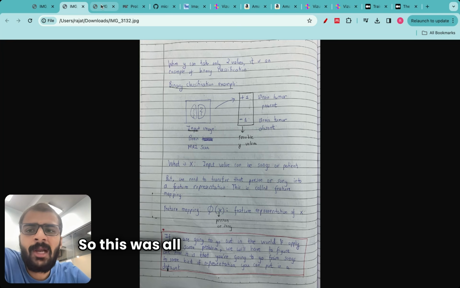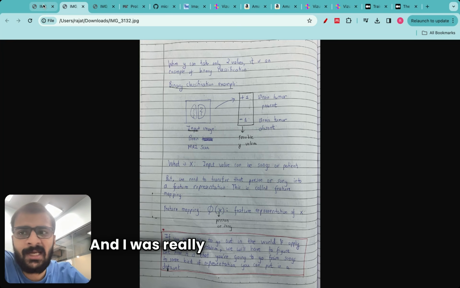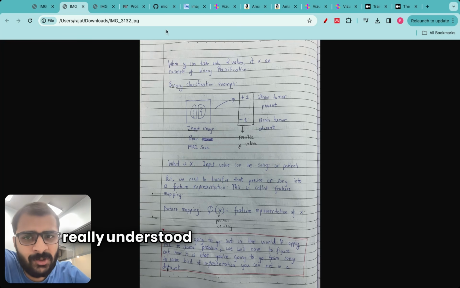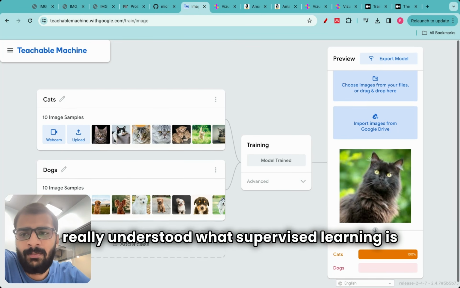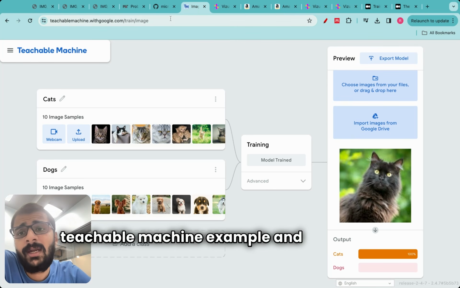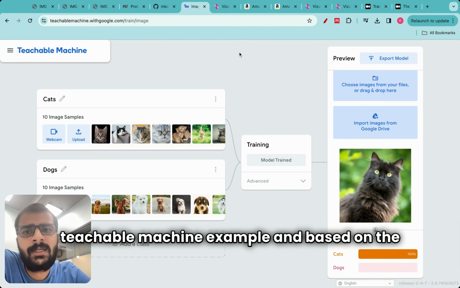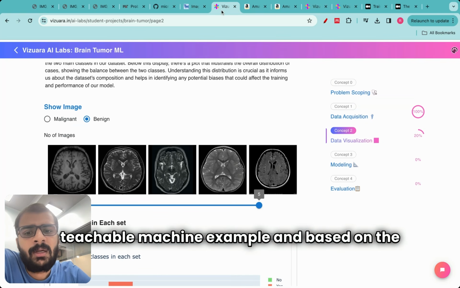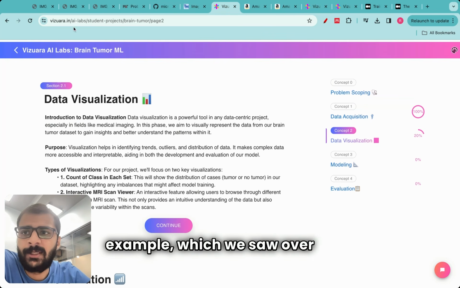So this was all about supervised learning, and I was really excited because I felt I really understood what supervised learning is, based on the teachable machine example and based on the brain tumor example which we saw over here.